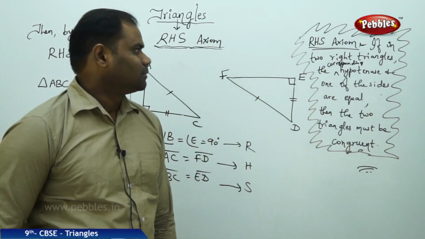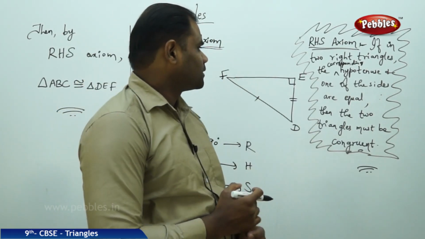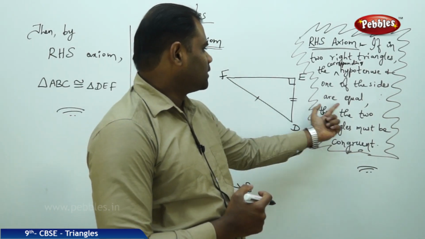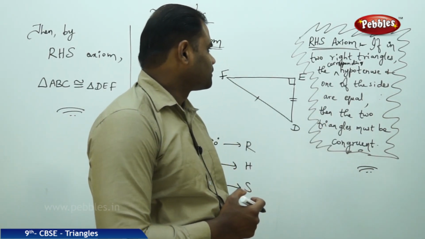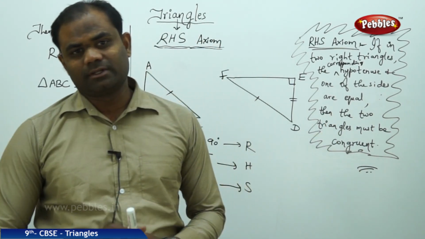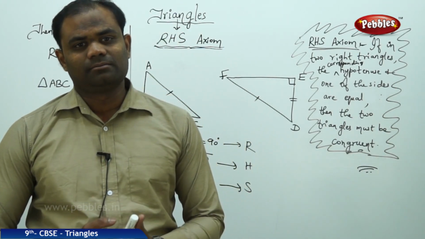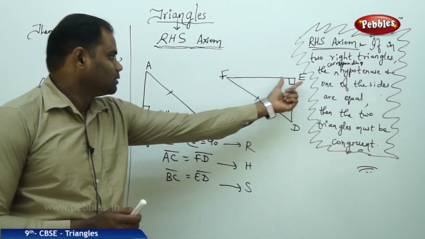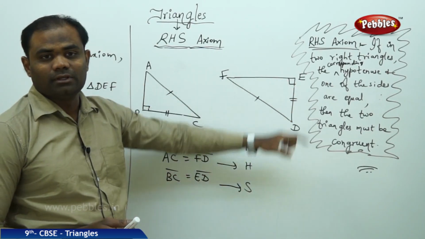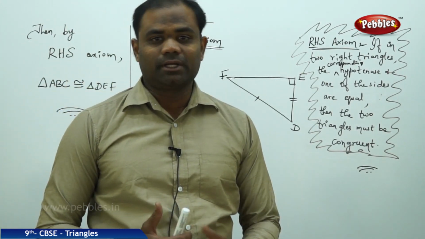If in two right triangles the corresponding hypotenuse and one of the sides are equal, then the two triangles must be congruent. This is how we understand the RHS axiom. Right angle, hypotenuse and one of the sides being equal makes the two triangles congruent to each other.